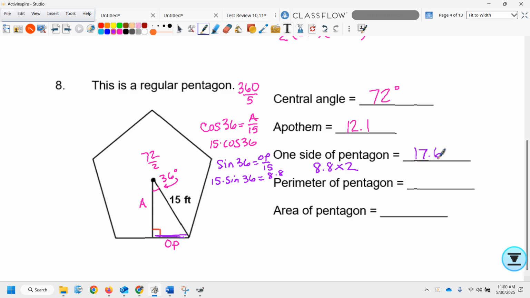The perimeter, it's a pentagon. One side times the number of sides, 88. All right, now we plug it into the formula. 1/2 times the apothem, which is 12.1, times the perimeter, gives me 532.4 feet squared. Sorry, I didn't label my thing.